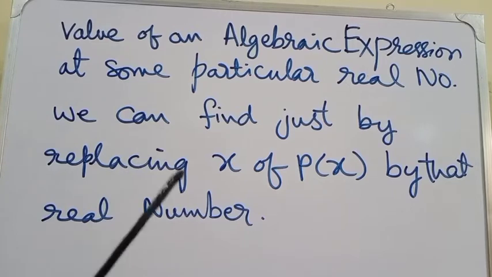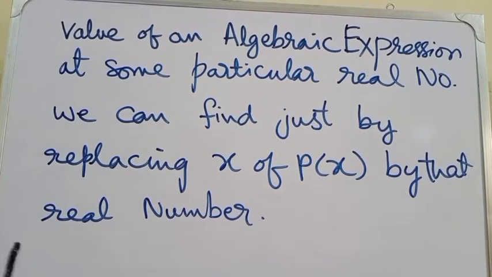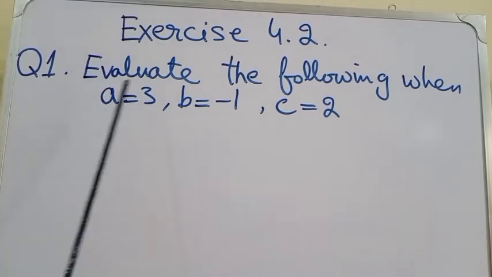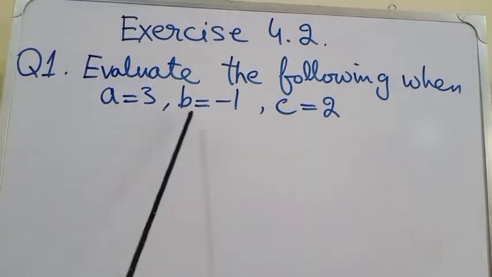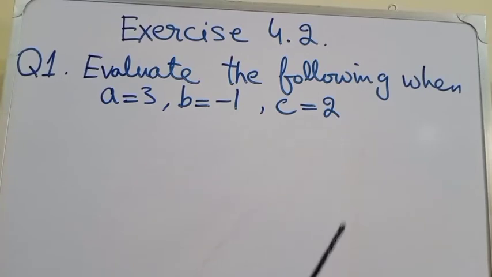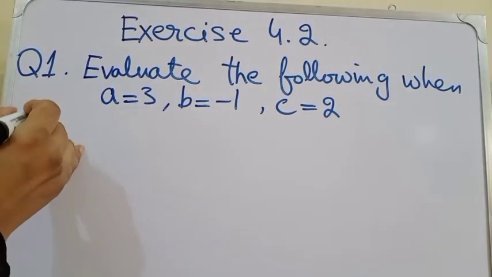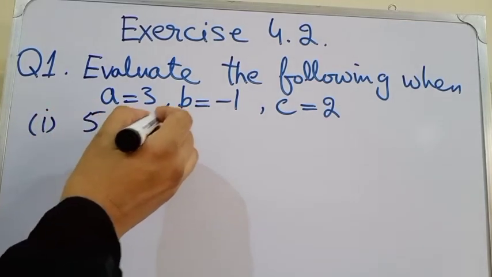Now we solve exercise 4.2. Exercise 4.2, question number 1. Evaluate the following when a is equal to 3, b is equal to -1 and c is equal to 2. First part, 5a minus 10.